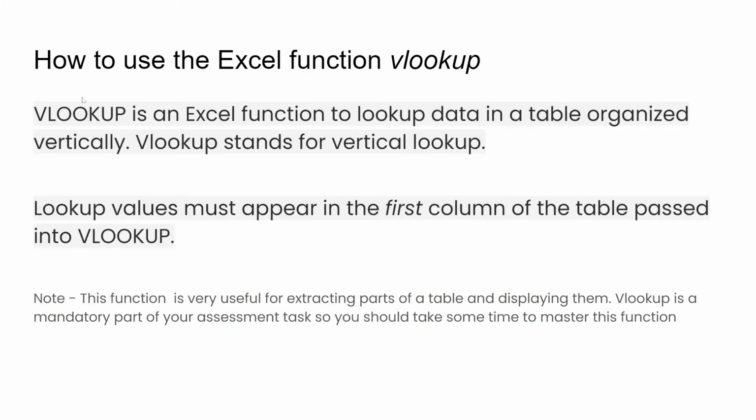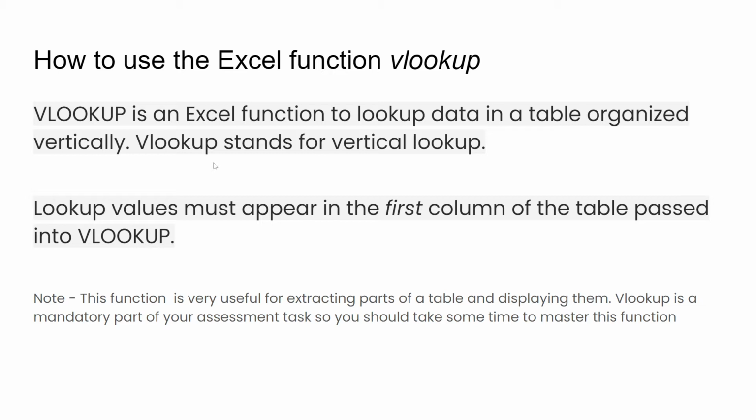So let's go. VLOOKUP stands for vertical lookup, and it's an Excel function to look up data in a table organized vertically. We'll explain this. There is a horizontal lookup, which is an HLOOKUP. You don't tend to use that very much, and we won't be covering it. It's important to note that lookup values must appear in the first column of the table passed into VLOOKUP. All of this will get explained.